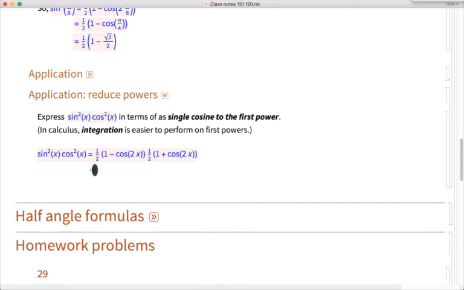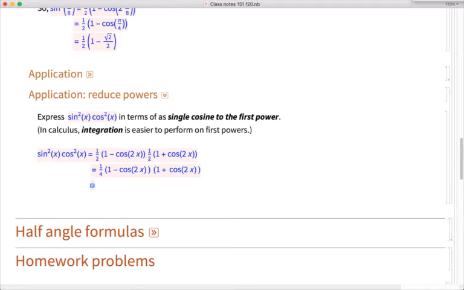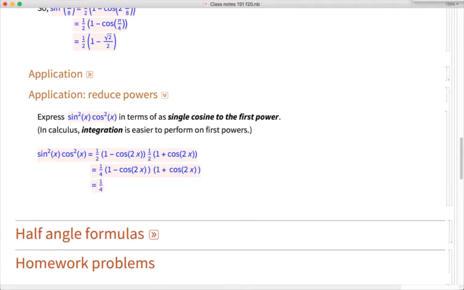And now I'm going to try to simplify. The 1/4 comes out in front. That's a 1/2 times a 1/2. And this is 1 minus cosine 2x, and then 1 plus cosine 2x. And on the next step, what I'm going to do is use this algebra formula. This is not a trig identity. This is a minus b times a plus b equals a squared minus b squared.